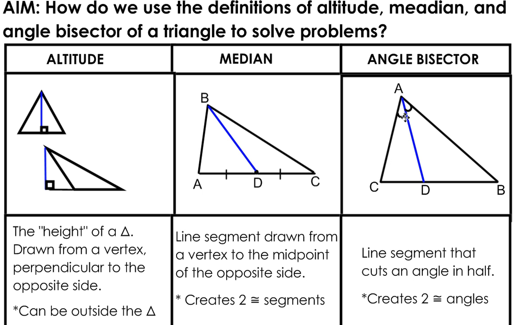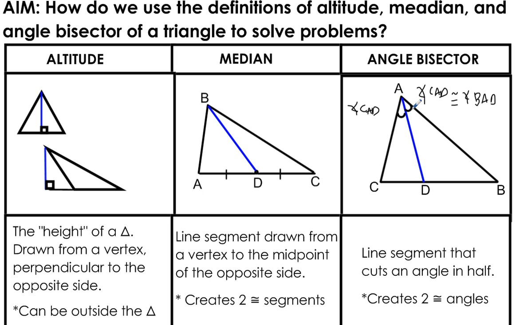So one thing to notice is that BD bisects angle A. And what that means is as follows. It means that angle CAD, let's do this over here, angle CAD is congruent to angle BAD.